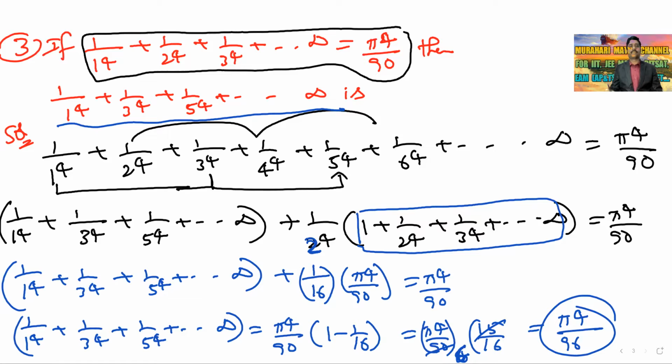Okay. Pi to the power 4 by 16 6 is 96. So pi to the power 4 by 96 is the correct answer.